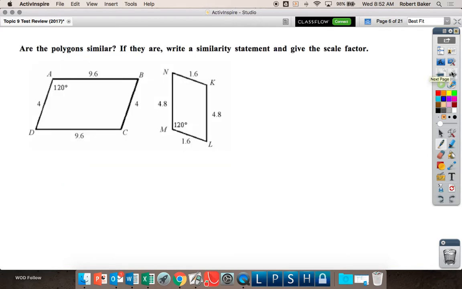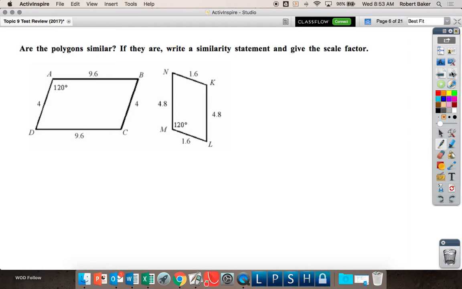Are these polygons similar? If so, write a similarity statement, and give the scale factor. So this was day 1, 9.1. Are these 2 shapes similar? Does it have a pair of congruent angles?